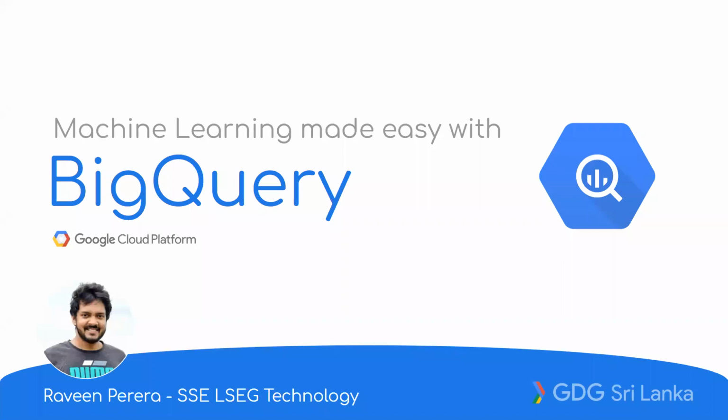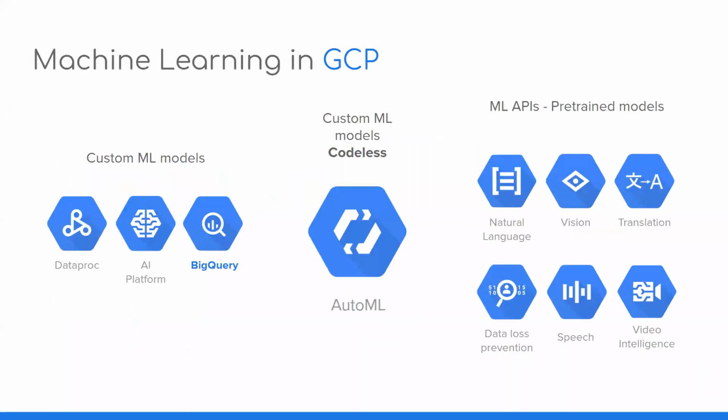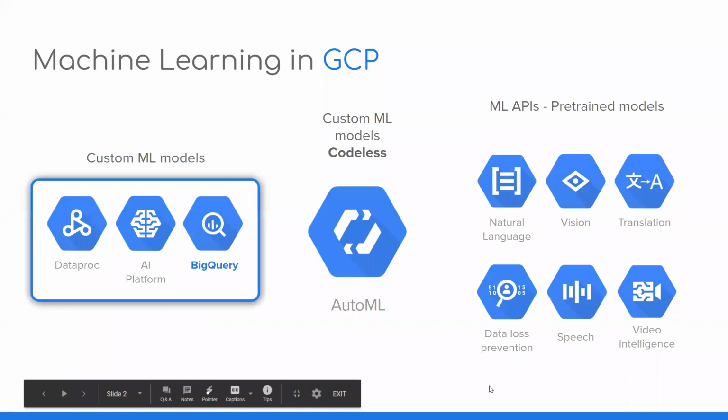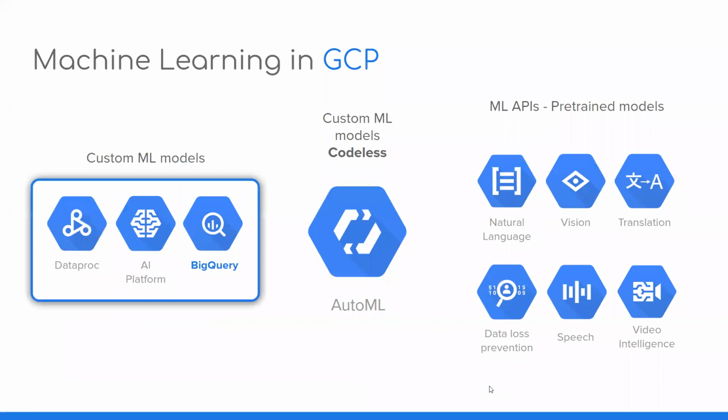Right. So when we talk about the Google Cloud Platform, there are many ways that you can do machine learning. So one way that we can do machine learning is by building custom ML models that will include the Cloud Data Proc, Cloud AI platform, and BigQuery as well. So these kind of things let us build custom ML models and deploy them on the Google Cloud Platform for our data analytics and machine learning workloads.